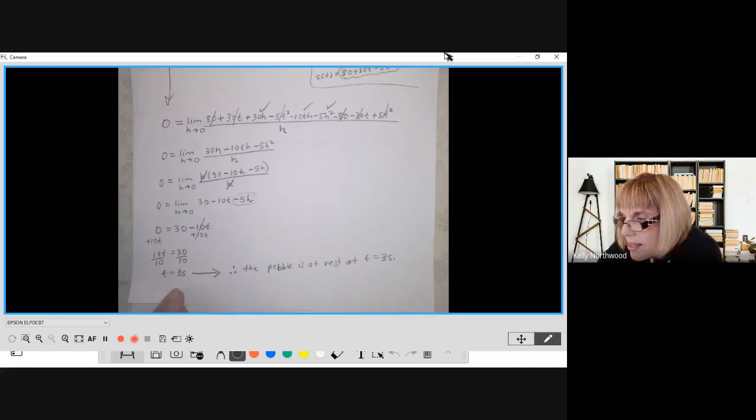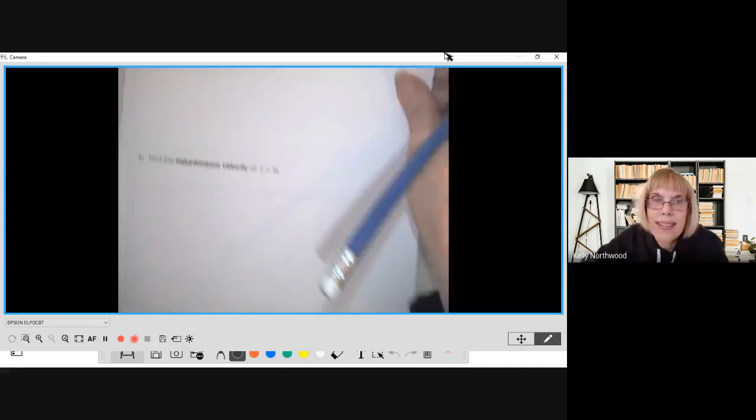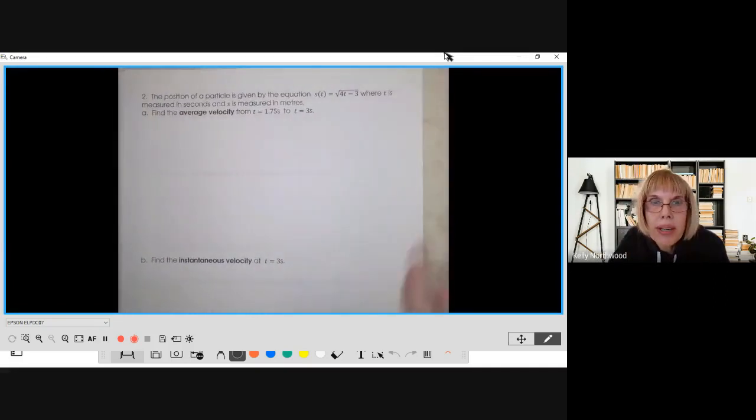Any other questions? Yep. Okay. All right, next question. Position of a particle is given by the equation s of t is the square root of 4t minus 3, where t is measured in seconds and s is measured in meters. Find the average velocity from t equals 1.75 seconds to t equals 3 seconds.